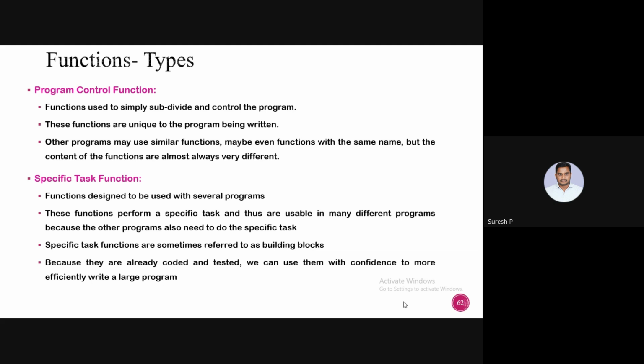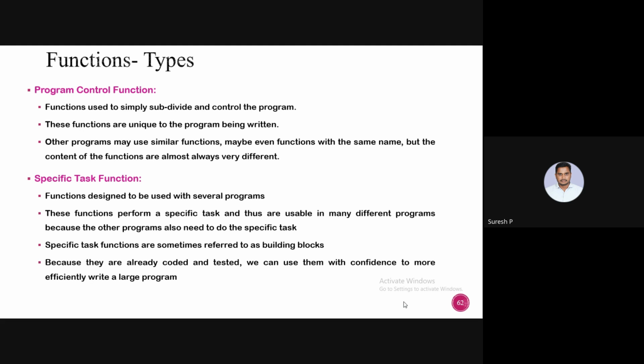Here, the program can be a C program, a Python program, or C++; it can be anything. The functions will be divided into two types: the program control function and the specific task function. The program control functions are mainly used to subdivide the large program and control the program. Normally these functions are unique to the program being written. For example, in every program, the program control function will be unique.